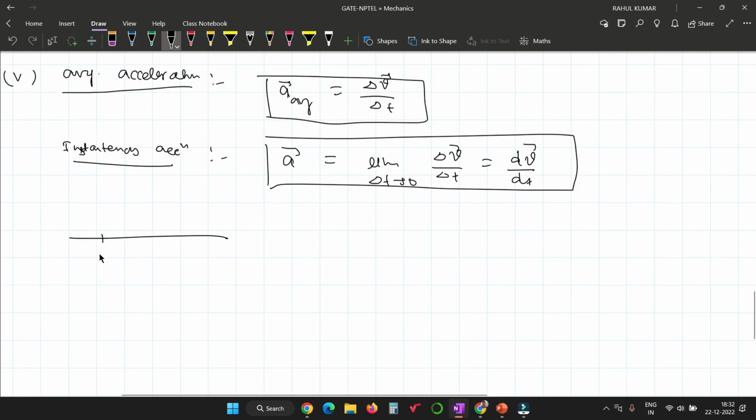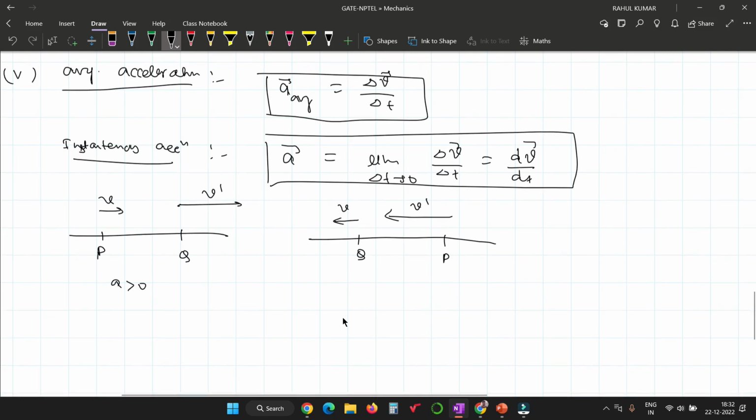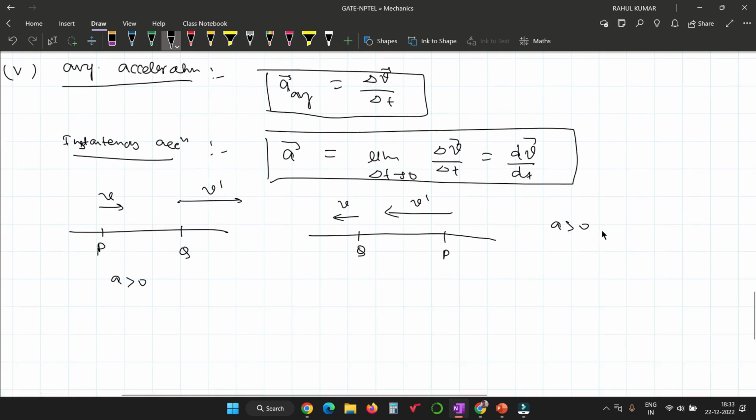Suppose the position of the particle is at point P and Q, and the velocity at P is V, and the velocity at point Q is V dash. Then in this case the acceleration will be positive, because the length of the vector is larger, which means V dash is larger than V, so that's why A will be positive. And if the final position of the particle is at Q, and the final velocity is like this and the initial velocity is like this, then in this case acceleration will also be positive.